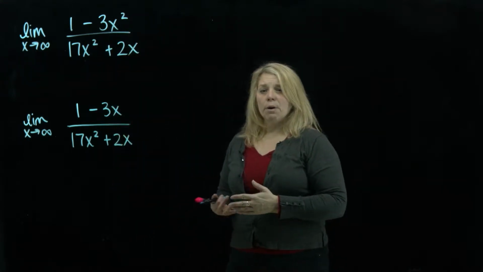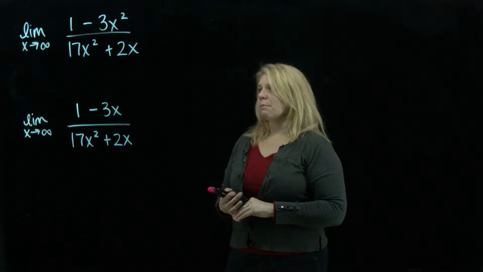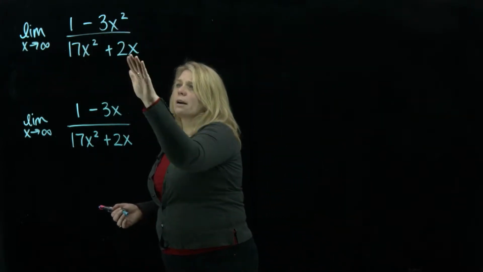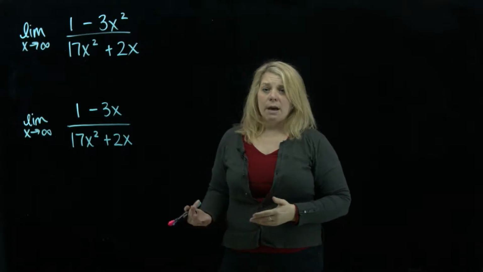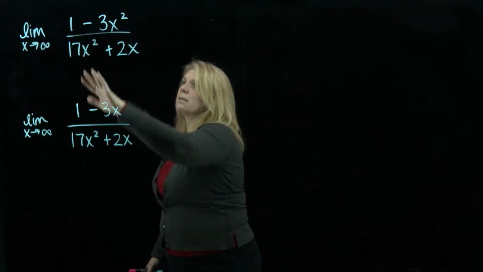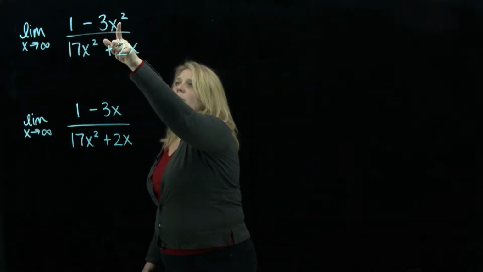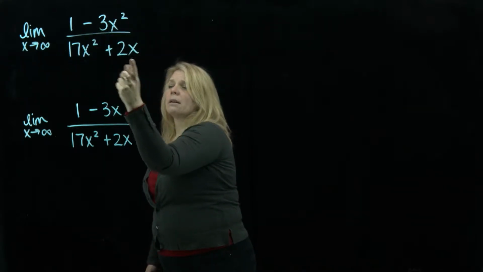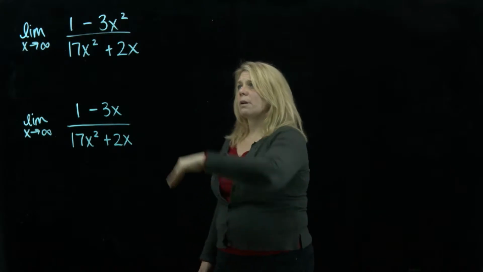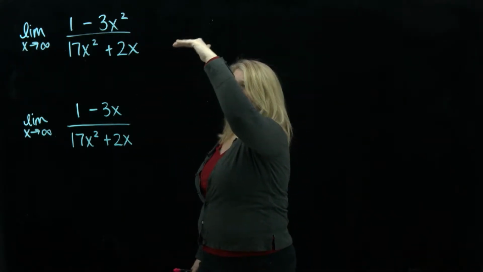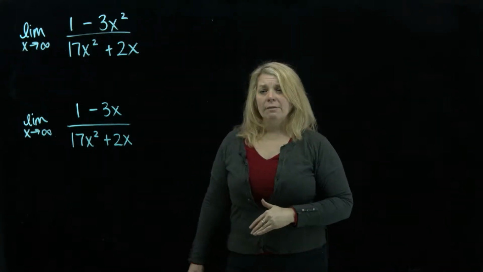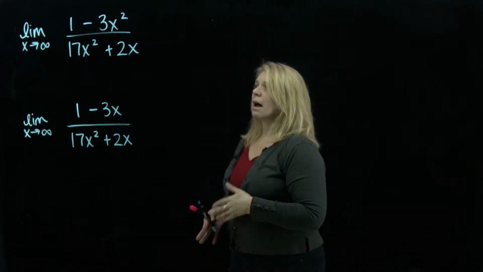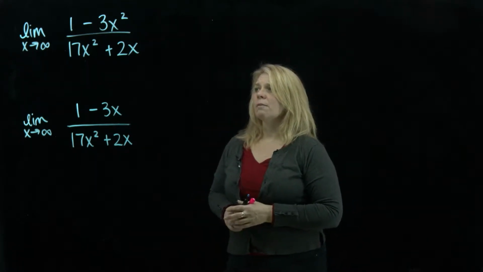Also, you might notice on both of these, like in some of the last examples we looked at, as x approaches infinity, both the numerator and the denominator grow in size without bound. So both of these would have a numerator approaching negative infinity and a denominator approaching positive infinity. But these two problems have very different answers. So we're going to talk about how to reason through what those answers are.